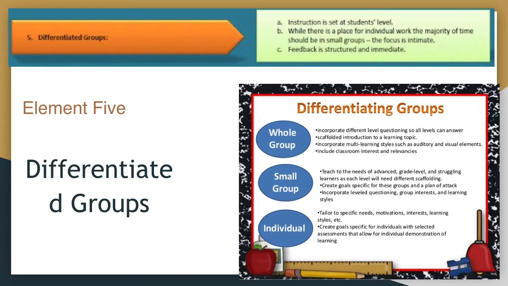The fifth element is about differentiated groups. Carol Tomlinson is a leader in this area of differentiation and describes differentiated instruction as factoring students' individual learning styles and levels of readiness first before you design a lesson. Research on the effectiveness of differentiation shows that this method benefits a wide range of students, from those with learning disabilities to those who are considered with high ability or gifted and talented.